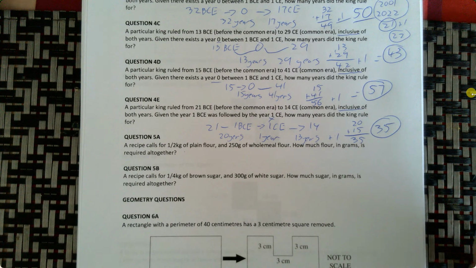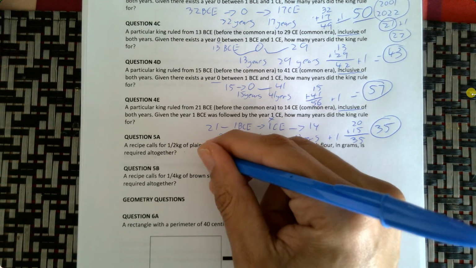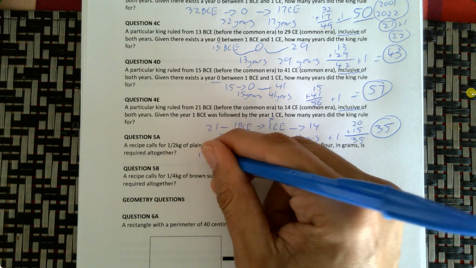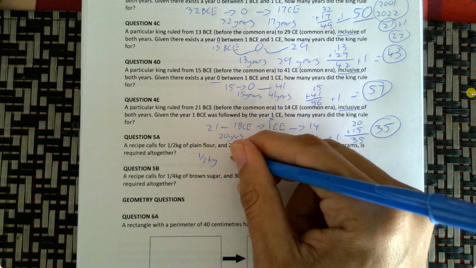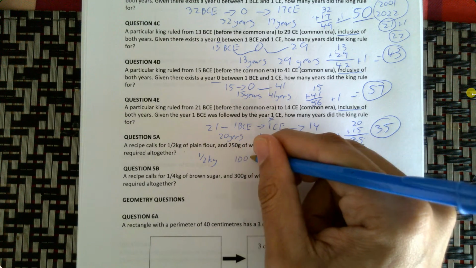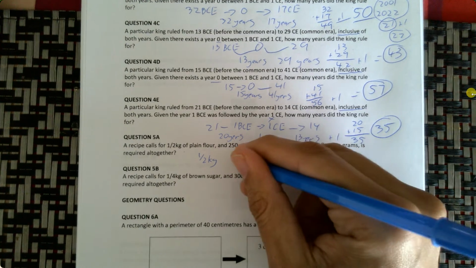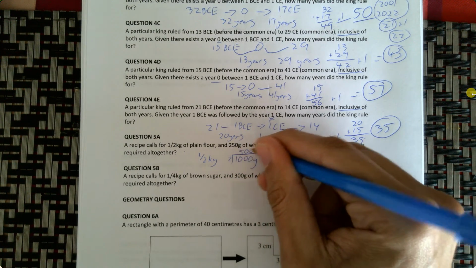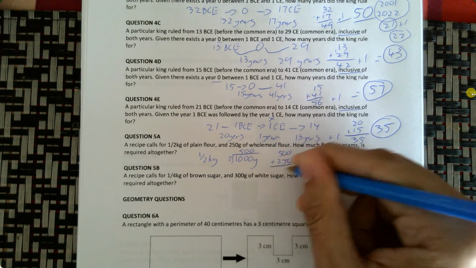Recipe calls for half a kilo of plain flour and 250 grams of wholemeal flour. How much flour in grams is required altogether? So you just need to add half a kilo. Half a kilo is, if there's 1,000 grams in a kilo, it obviously needs to be half of that. So half of 1,000, hopefully we know, is 500. And then you're just doing 500 plus 250 equals 750.